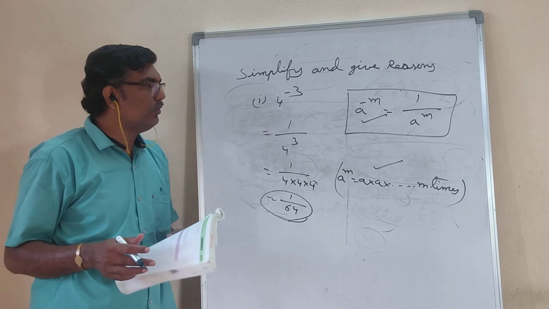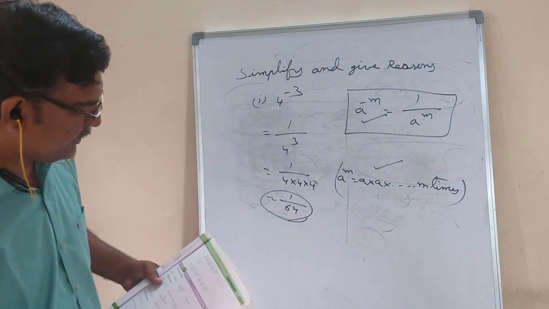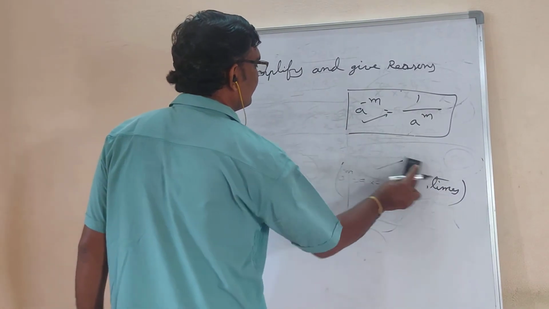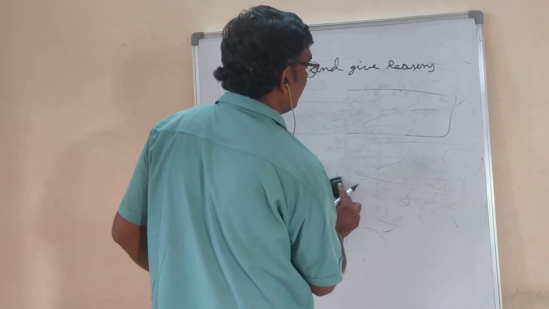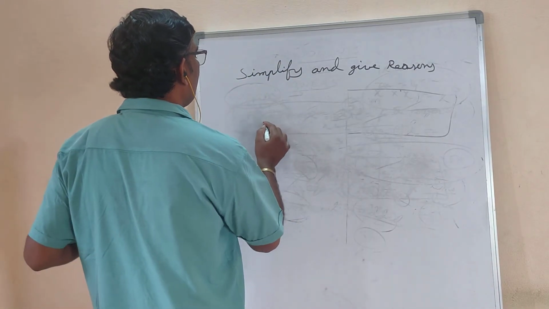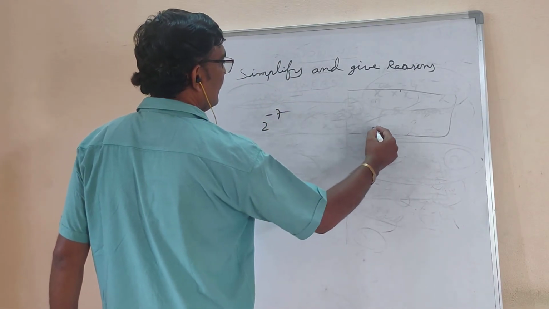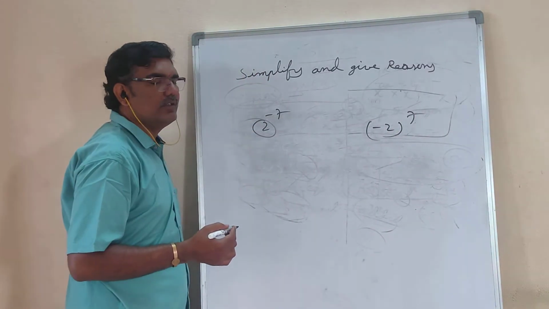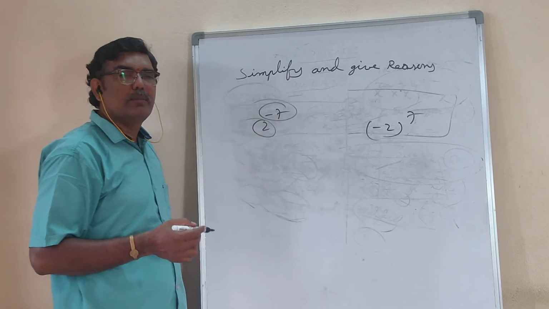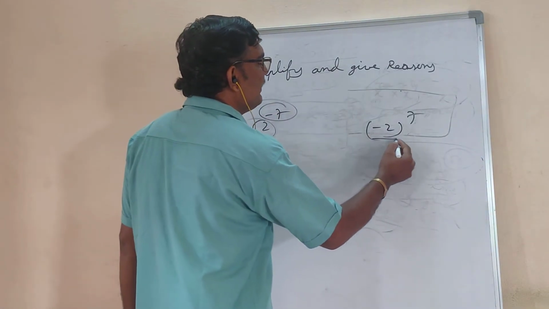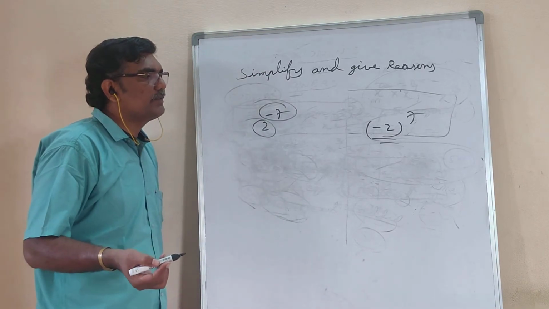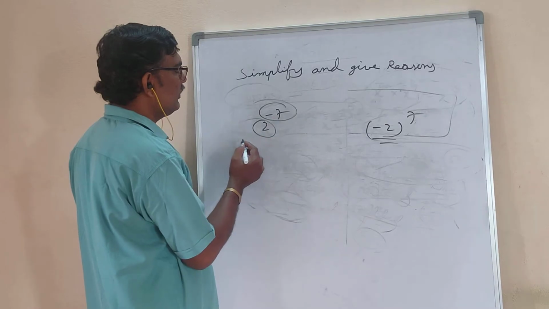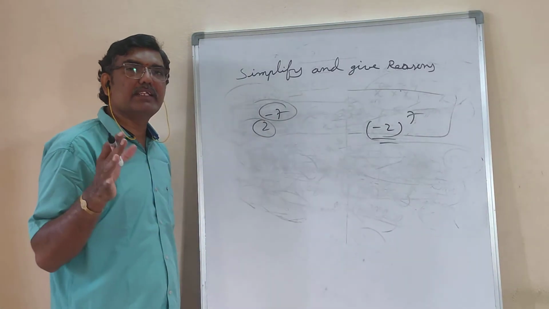Now, minus 2 whole power 7 is there here, same as this one. But 2 power minus 7 is different from minus 2 whole power 7. Here what is the base? 2. What is the exponent? Minus 7. Here what is the base? Minus 2. What is the exponent? 7. In 2 power minus 7, we won't write 2 minus 7 times.